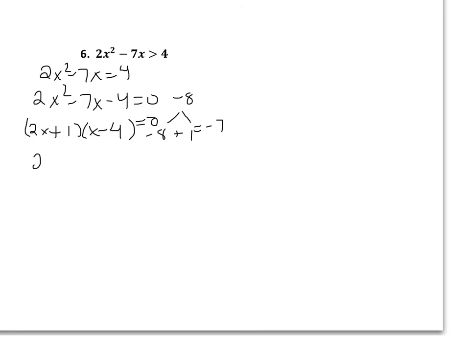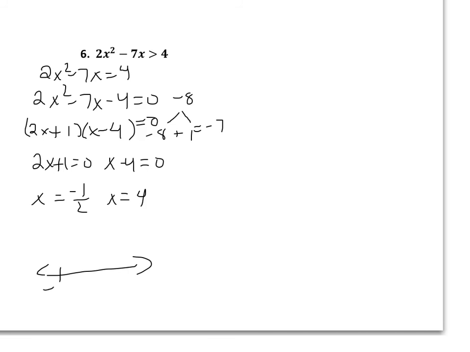So you have 2x plus 1 equals 0. X minus 4 equals 0. X equals -1/2. X equals 4. So you have your -1/2. You have your 4. Pick a number smaller than -1/2. So -1. Plug it back into the original. 2 times -1 squared minus 7 times -1 is greater than 4.